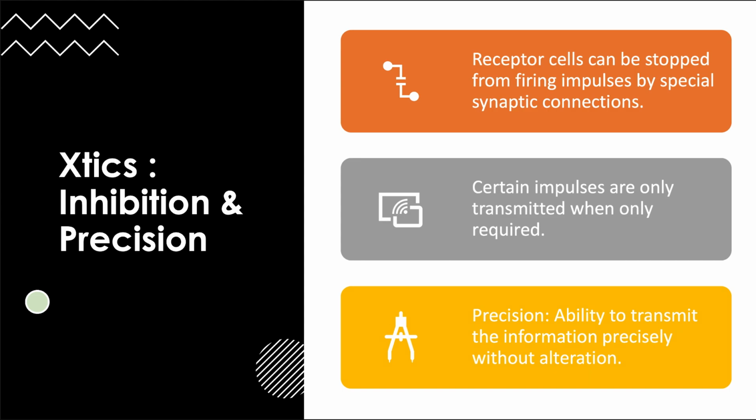While they can receive the information, not all the information necessarily is going to be carried to the next neuron, the motor neuron or the sensory neuron, depending on what neuron they are attached to. We are going to see the classification of the receptor cells. Certain impulses can only be transmitted when they are required. That is very important. And then precision, the ability to transmit the information precisely without it being altered, because the information is going to be carried along the neuron. That information can be carried just the way it is required.